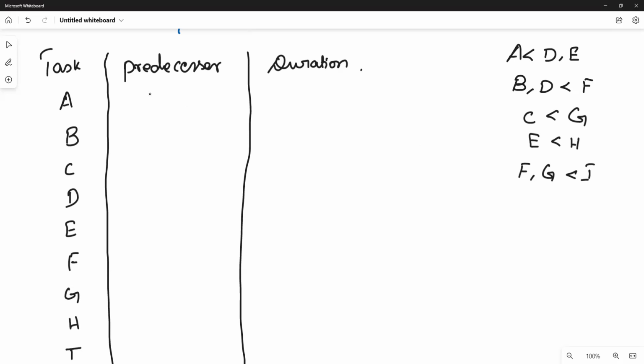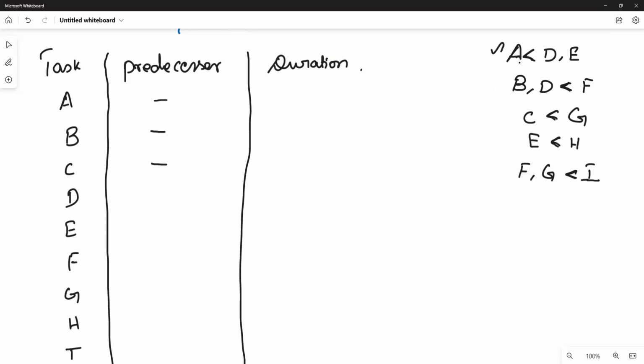A, B, C are not on the right-hand side. What does it mean? A, B, C have no predecessors. So A, B, C are nothing but the initial activities, because the activities on the right of this inequality are the succeeding activities. A, B, C are not in the succeeding activities, that is, not on the right, meaning we need not wait for any activity to be completed to start A, B, C. So A, B, C are nothing but the initial activities.